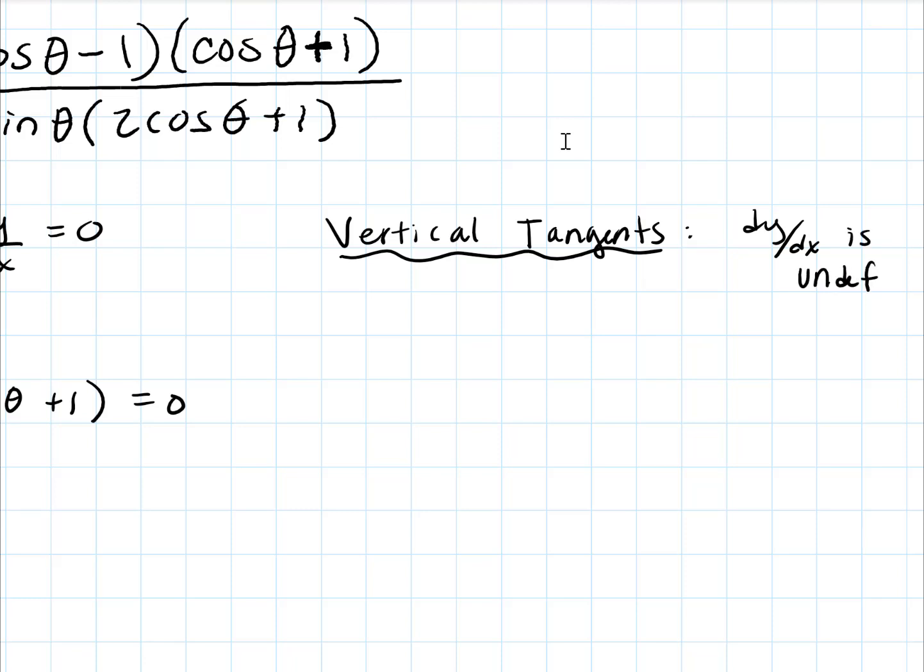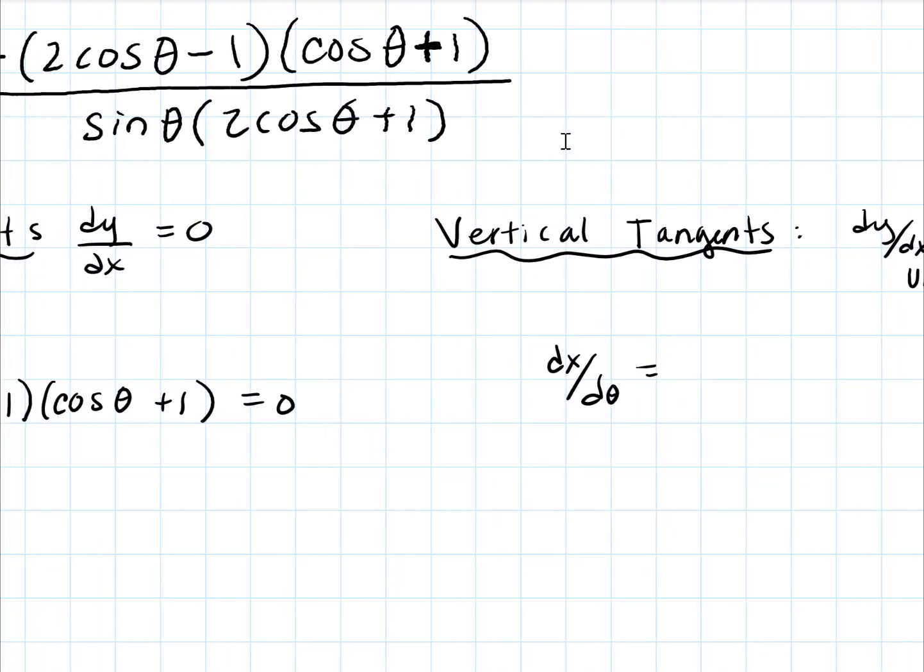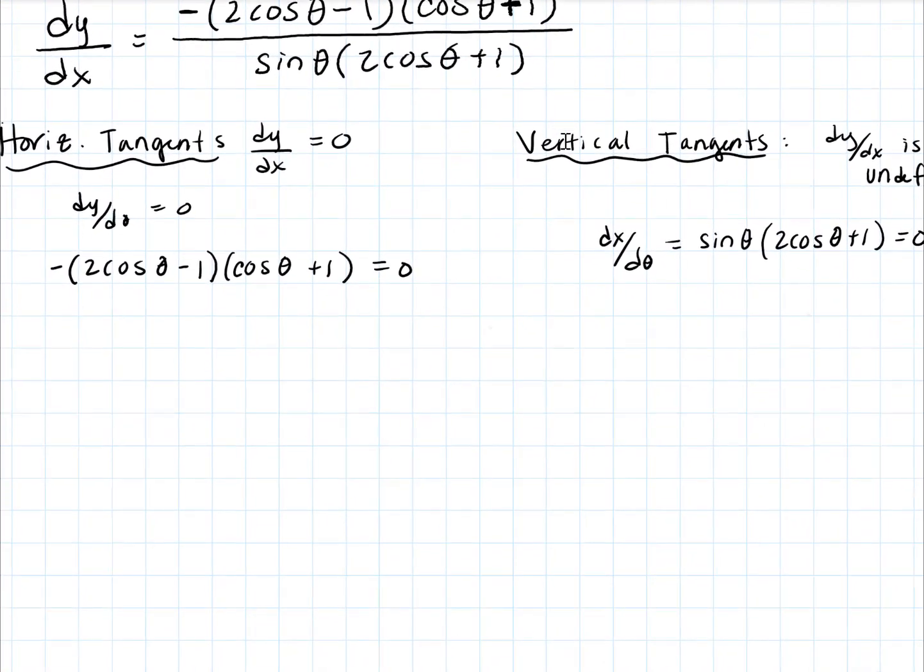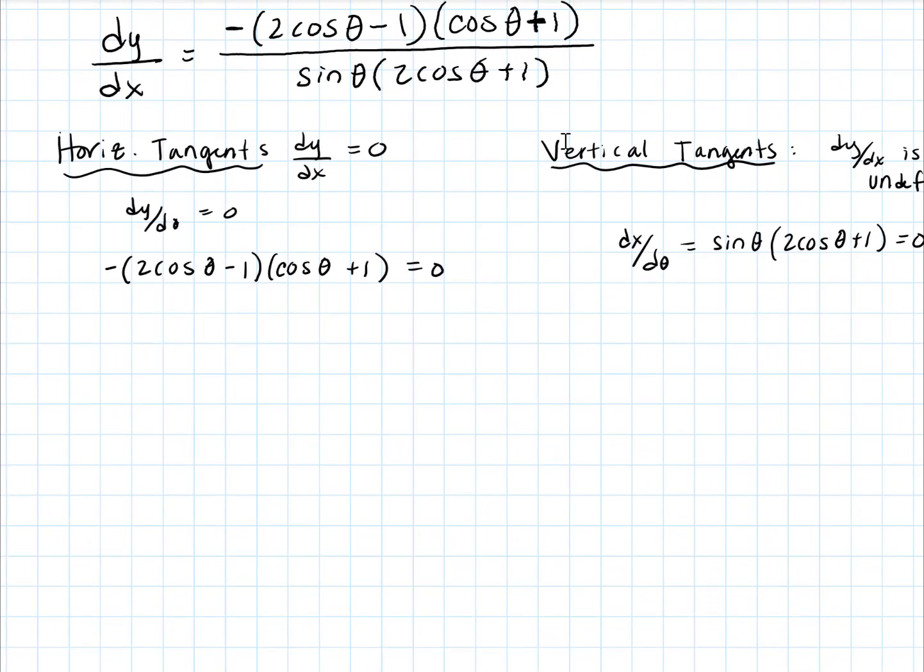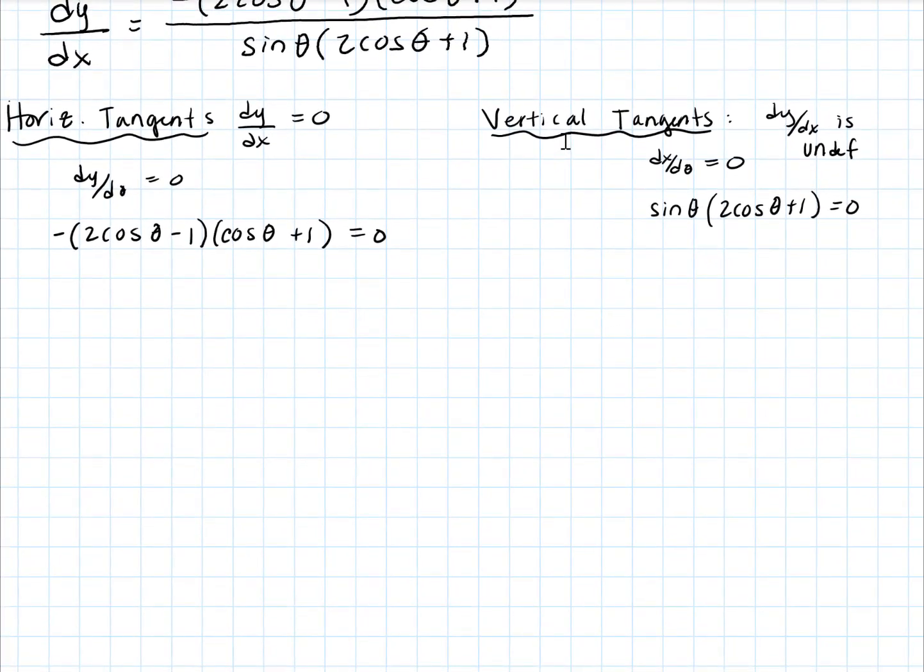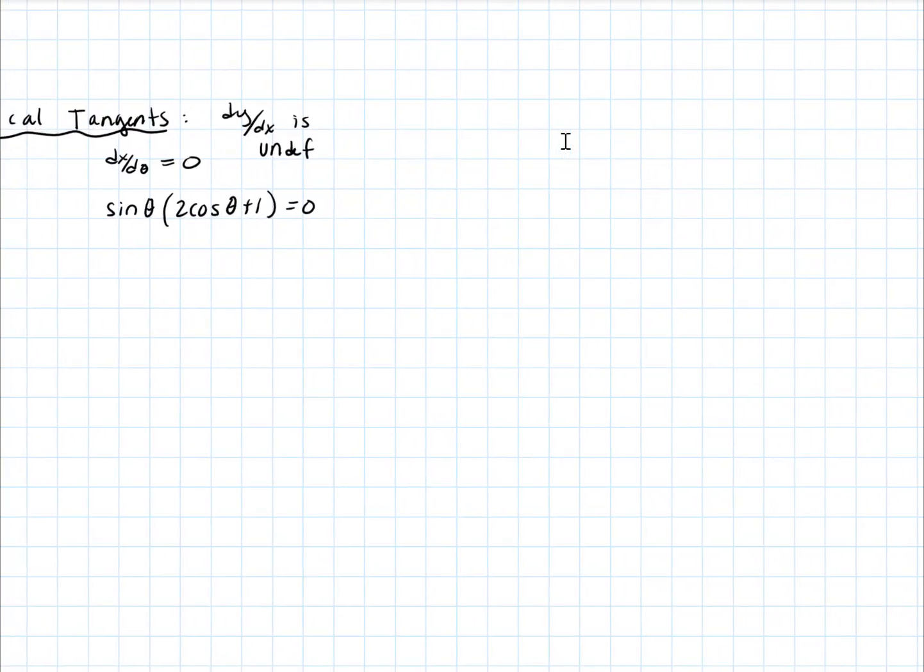And dy/dx is going to be undefined when the denominator, dx/d theta, equals 0. That is, when sine theta times (2 cosine theta plus 1) equals 0. And so that's where we're going to have our vertical tangents. That said, that's as long as, let me write it so it kind of corresponds with each other, they don't both equal 0 at the same place. So again, a little note of caution.